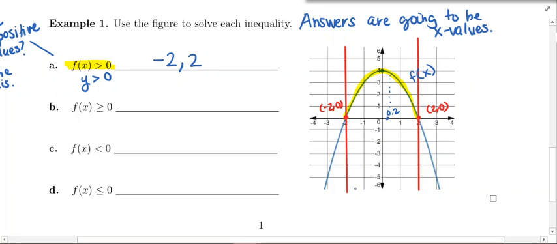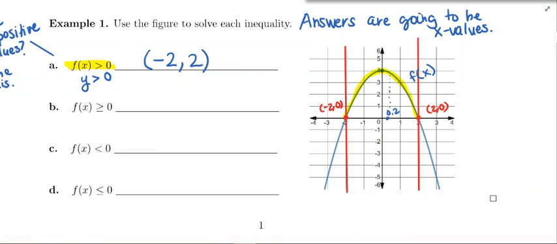The question becomes, do you use parentheses or brackets for this interval? Well, that depends on your inequality. It is strictly greater than here, so we need the y values to be strictly bigger than 0. If you look at the two x-intercepts themselves, (-2, 0) and (2, 0), their y coordinates are exactly 0. That's not what we want. We want the y values to be strictly bigger than 0. So we cannot include these two endpoints. That's the answer to the inequality in part A.